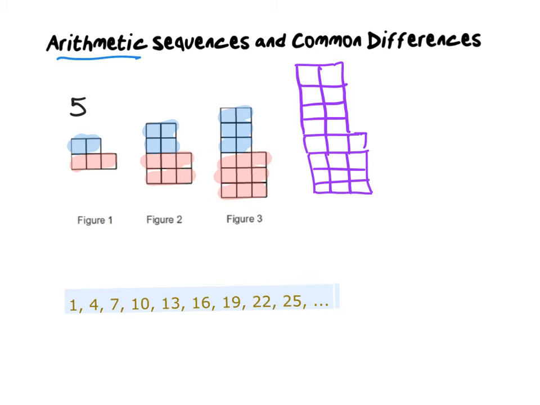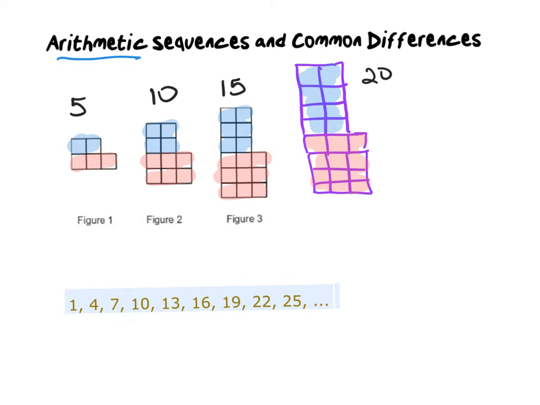And in figure 2, we've added a set of 3 and a set of 2, so now we have 10 blocks. And in figure 3, we add a set of 3 and a set of 2 again, so we're really adding 5 more blocks again. So now we have 15 blocks. And here in this figure, we have 4 sets of 3 and 4 sets of 2. But we've really added only 5 more blocks. So in that figure, we have 20.